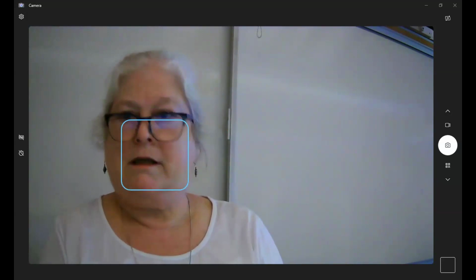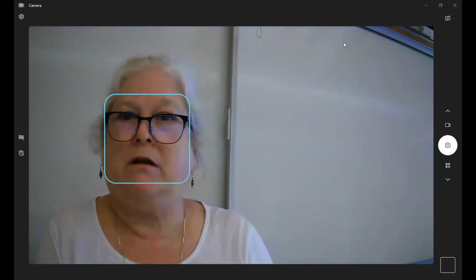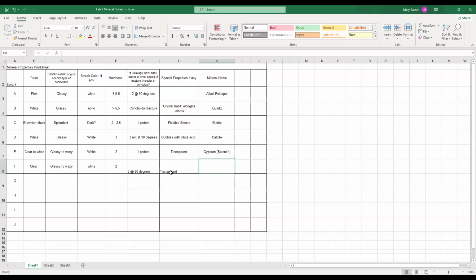All right, so let's go back to our charts. Well, let me show you what I've got written down for this one first. Okay, I got clear, glassy, waxy, white, hardness of 2 to 3, 90 degrees for cleavage, transparent. So now let's go to our charts.